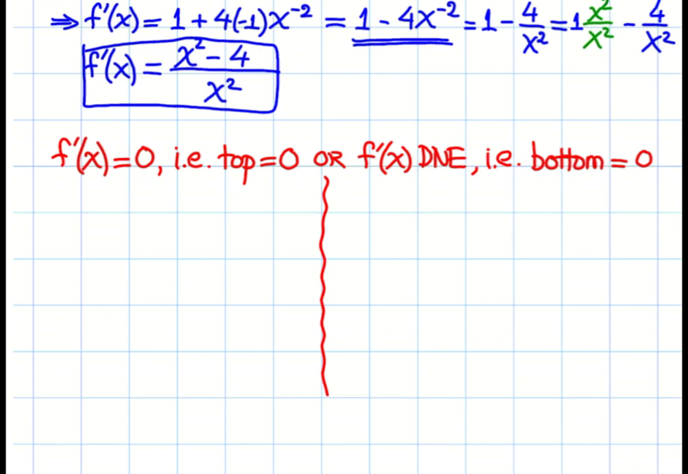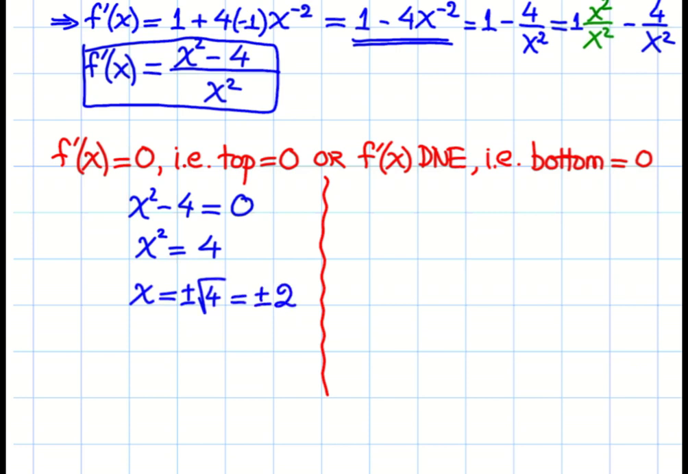Right. So the top equal to 0, that's easy. We just have x squared minus 4 equal to 0. So x squared equal to 4. And we take the square root on both sides. Make sure there's a plus or minus. So it's plus or minus 2.